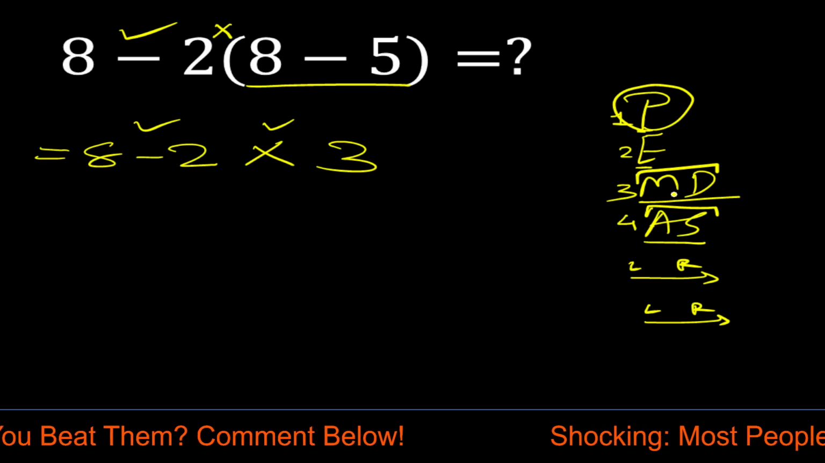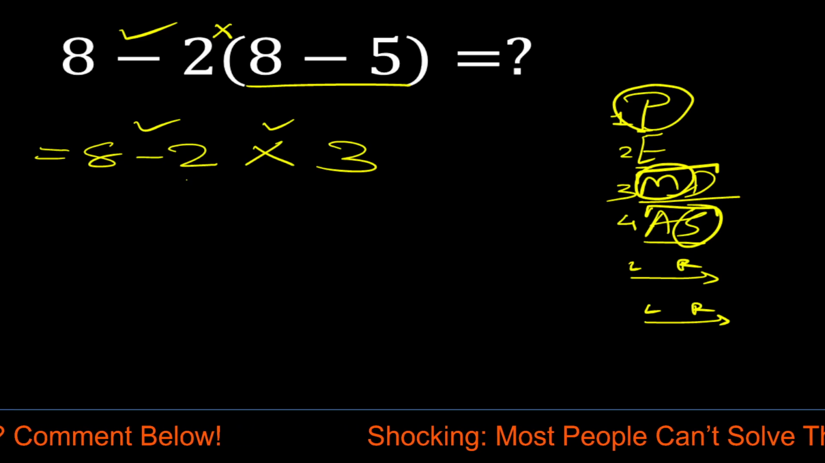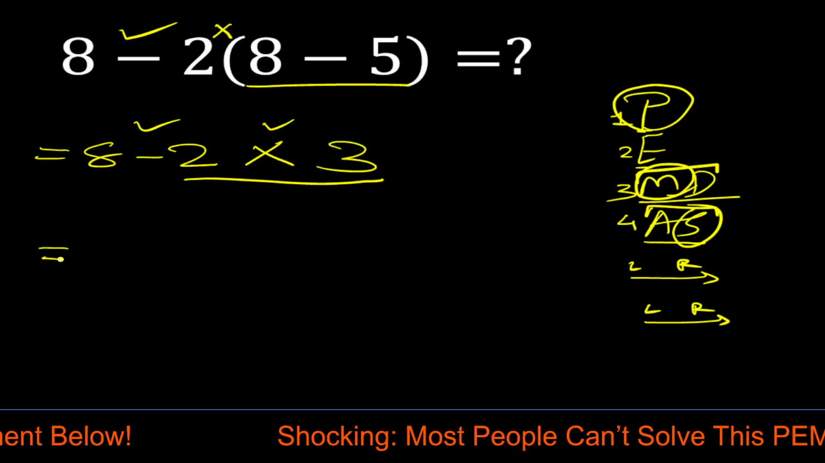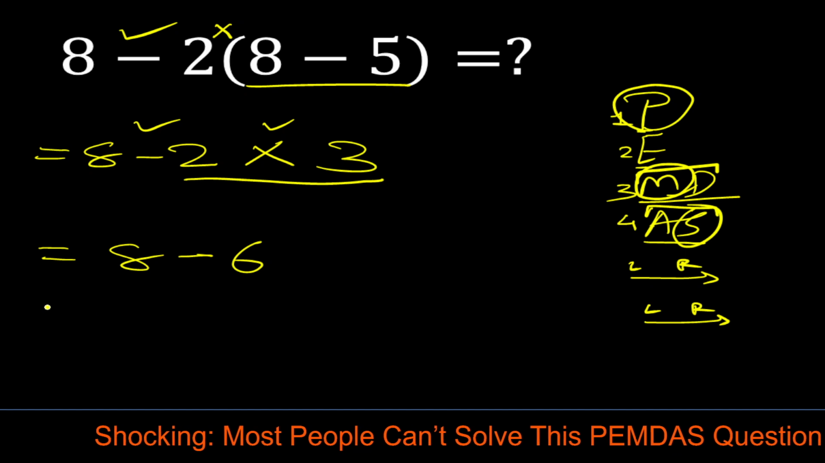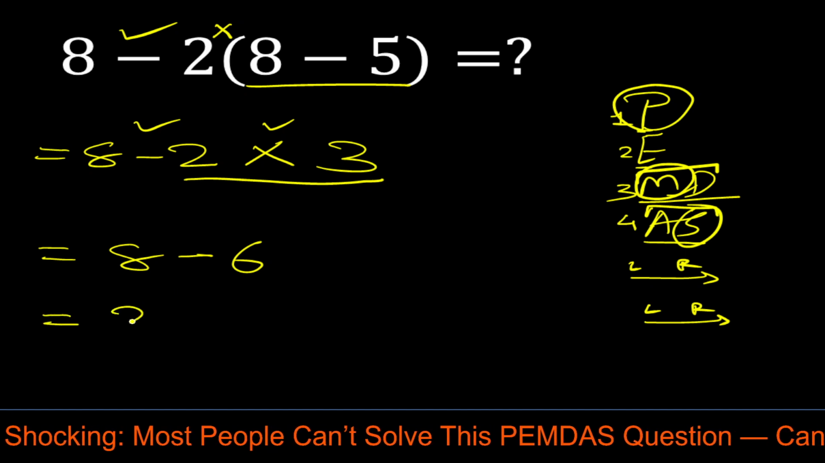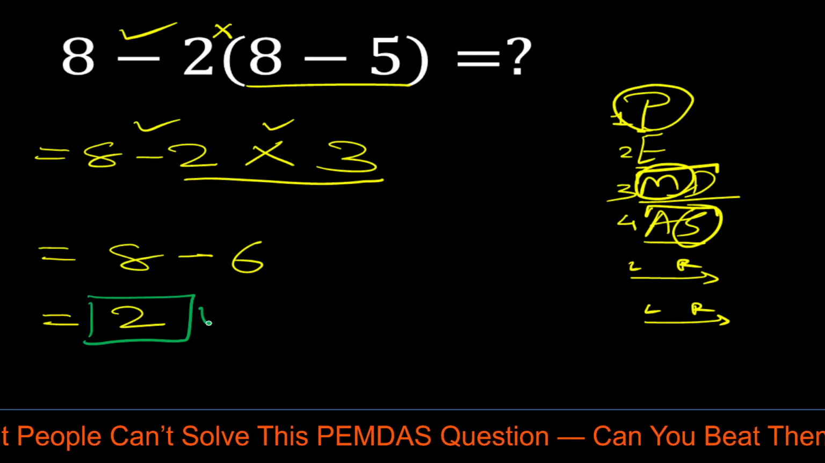Now here we have subtraction and here multiplication. So according to the PEMDAS rule, first we have to solve multiplication. Then we have to solve subtraction, right? So first we have to solve this multiplication. So 8 minus, now 2 times 3 is equal to 6. So 8 minus 6 is equal to 2, right? So the correct answer is 2.